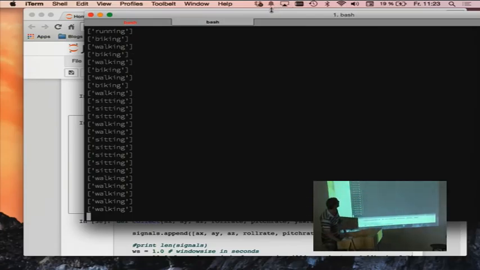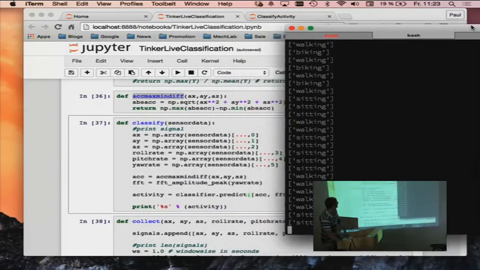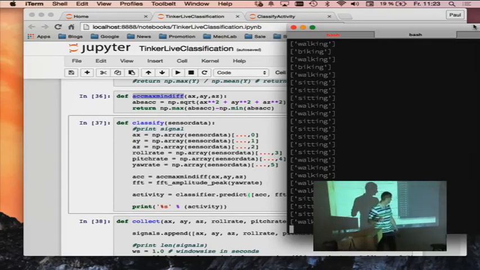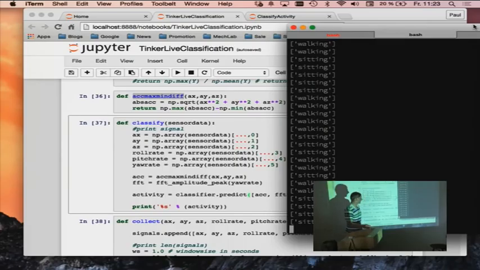Wait a second. Better? So while I'm sitting or standing, it should say sitting or standing. While I'm walking, it will predict I'm walking. While I am running, it hopefully predicts running. I ran harder last time. Last time it was a harder running. Other shoes, other ground.